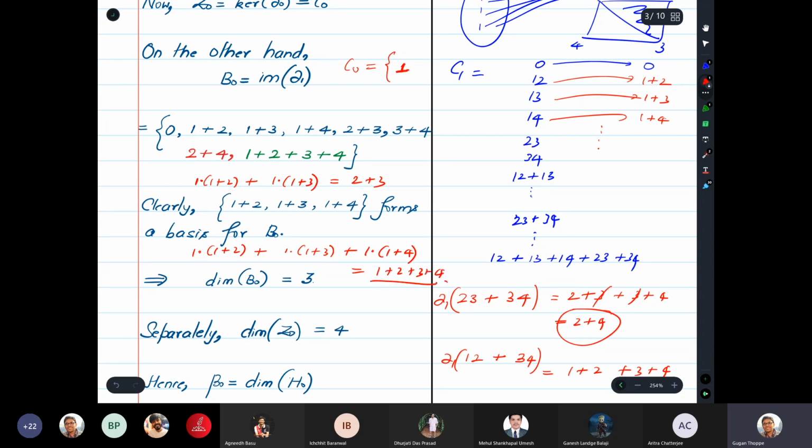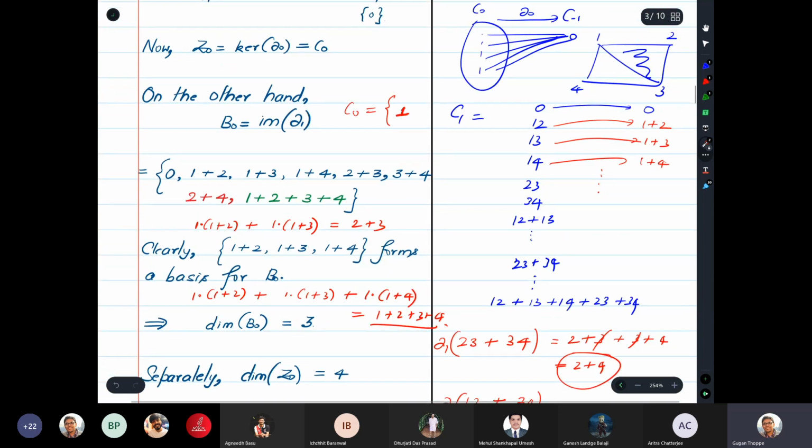Right. So in this way, we can see that indeed this spans this space, and one has to verify that this also is linearly independent. I will presume that all of you now are competent enough to do those verifications, right? So I will leave it as an exercise for you all. So one can indeed see that this forms a basis for B0, and since the basis has 3 elements, one can conclude that the dimension of B0 is 3, right?